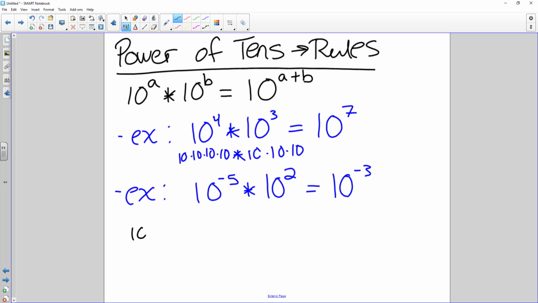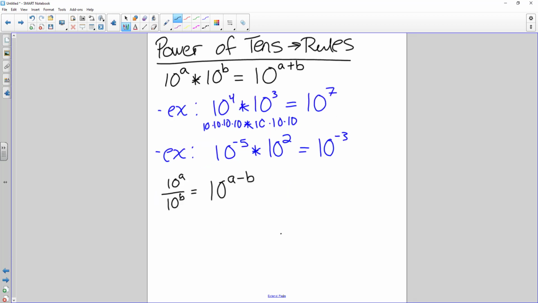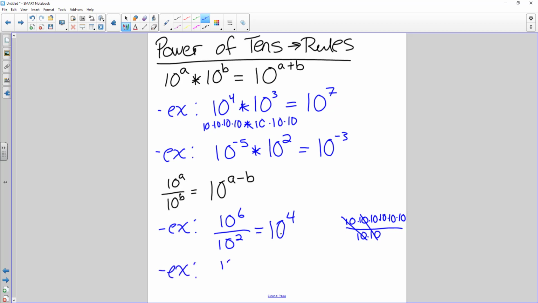The next one is if I have 10 to the a power divided by 10 to the b power. This is 10 to the a minus b. So if I have 10 to the 6th over 10 squared, this ends up being 10 to the 4th power, 6 minus 2. Because this is like 10, 10, 10, 10, 10, 10: 6 of them on top, 2 of them on the bottom. Cancel, cancel, I'll be left with 4. So that's why.